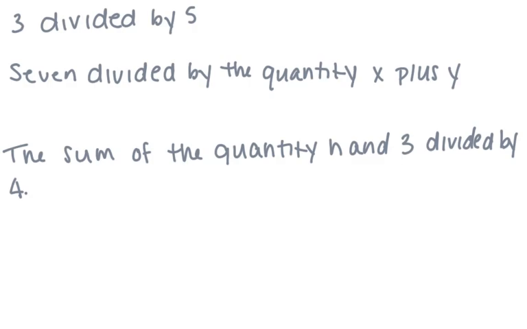Alright, so you are going to write an expression using the division symbol, and then you're going to write an expression as a fraction. So 3 divided by 5, 7 divided by the quantity x plus y, and then the sum of the quantity h and 3 divided by 4.